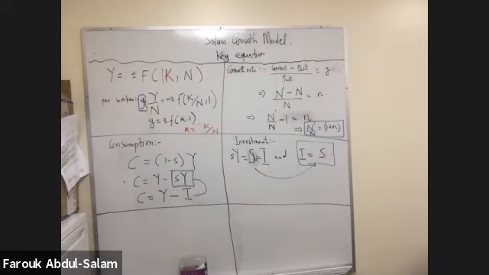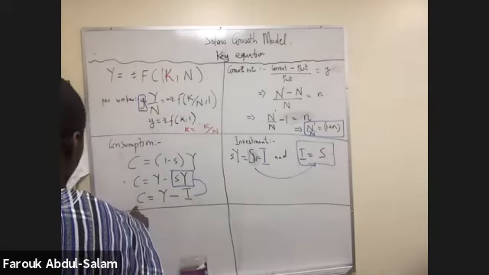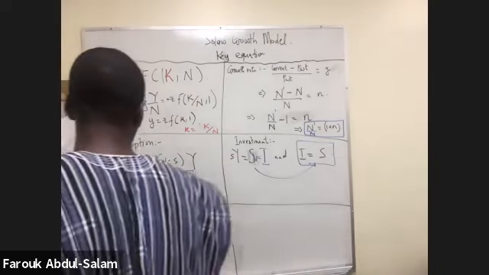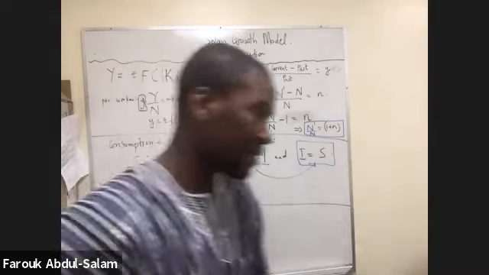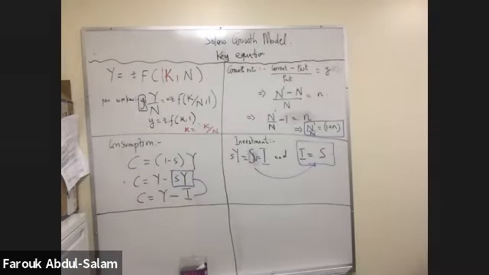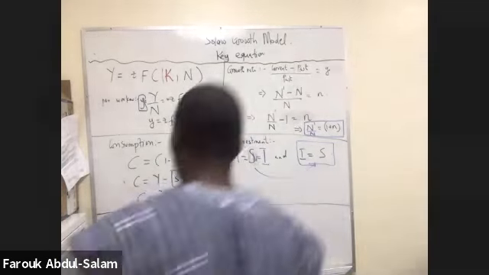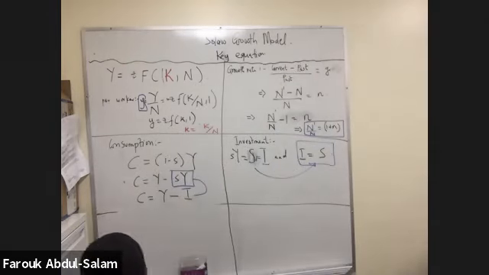At the end of the day, you end up with this equation where C equals Y minus I. And this is the same as the income expenditure identity we saw in the Malthusian model. This equation is the same as Y equals C plus I.